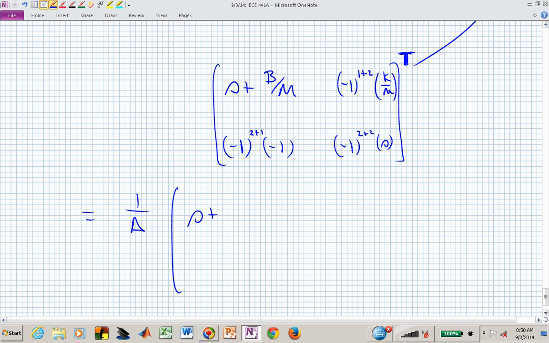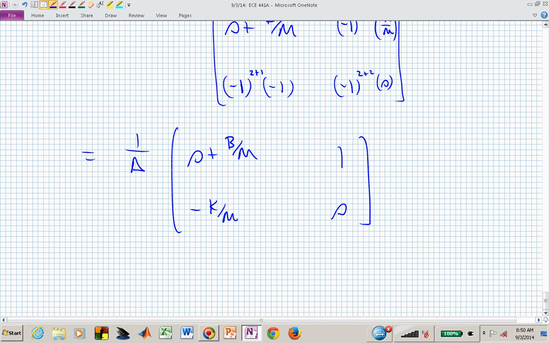We have s plus b over m. Down in the 2, 1, we have minus 1 times minus 1. That gives us a 1 when we transpose it in the 1, 2 entry. Upstairs we have minus k over m that comes down there, and down here we have s.